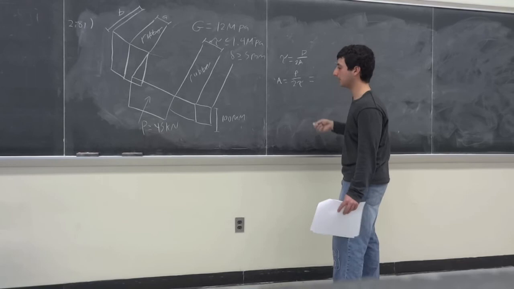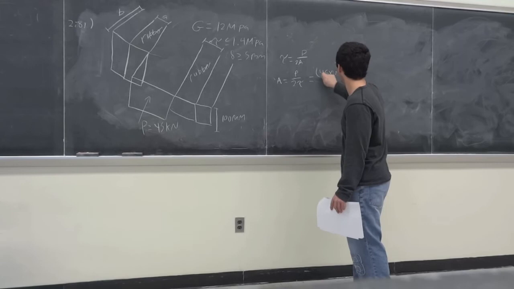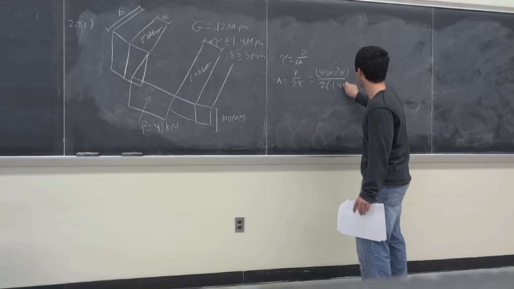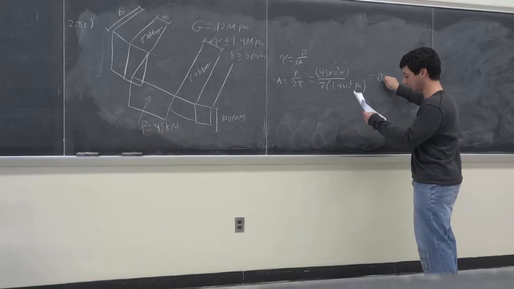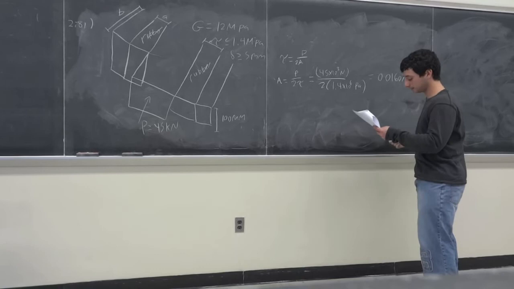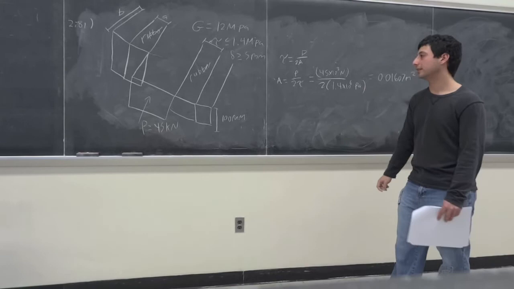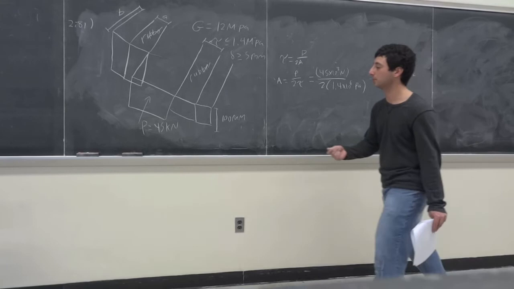So P in this case is 45 times 10 to the 3 newtons over 2 times 1.4 times 10 to the 6 Pa. The area you get from that is 0.01607 meters squared. What's A in this case? This is important to know, because something like this could be on the exam. This is for shear stress, so you're pushing this, and there's 1/2 P going this way, 1/2 P going this way.